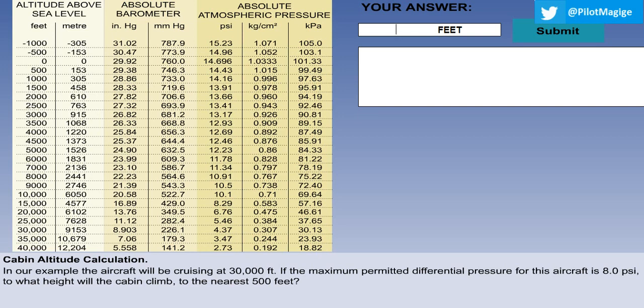If the maximum permitted differential pressure for this aircraft is 8.0 psi, to what height will the cabin climb? To the nearest 500 feet. Enter your answer and click on Submit.